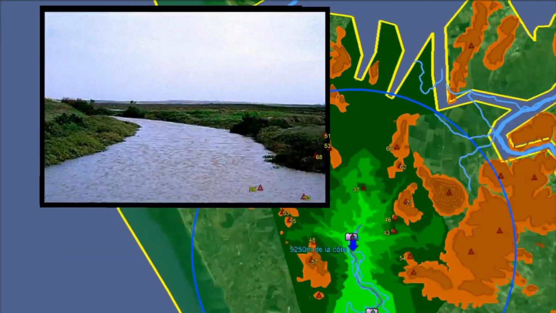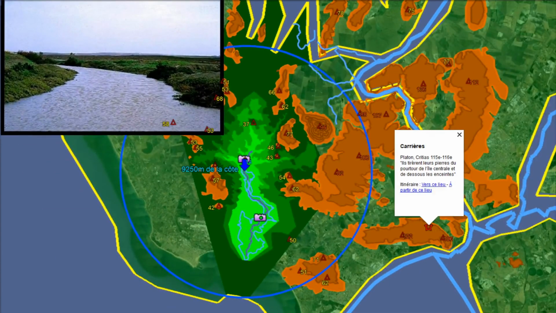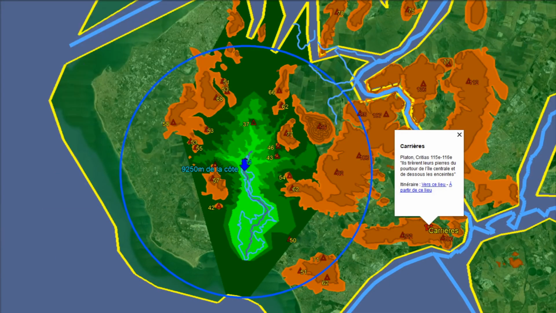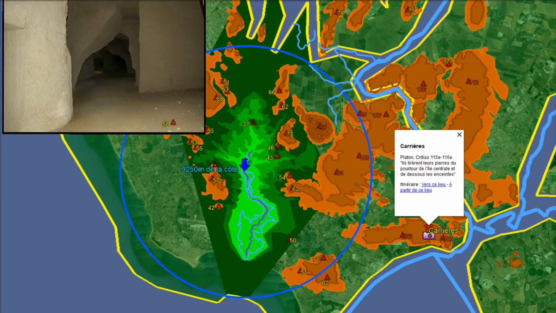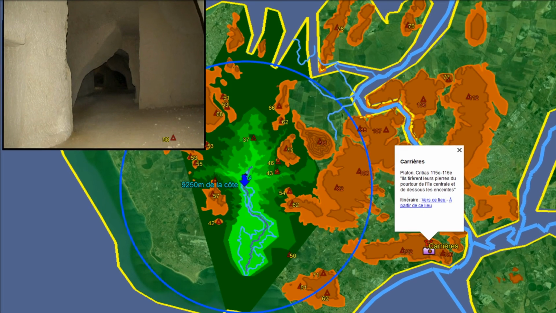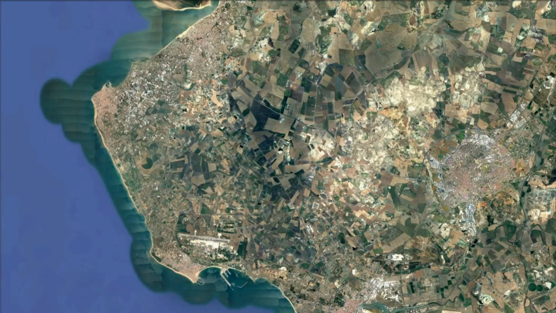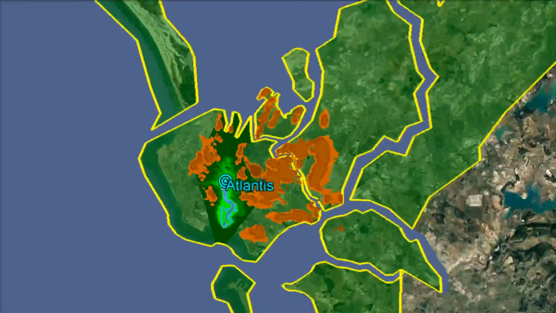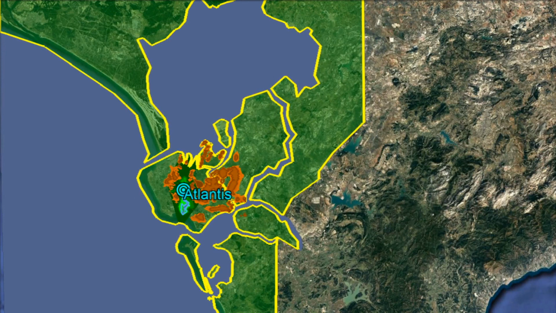We can offer one of the origins of the stones of the city indicated in the texts. Plato specifies, "They drew their stones from the periphery of the central island, and from beneath the enclosures." The quarries on the hill of San Cristóbal have existed since ancient times. They represent more than 1,300 meters of galleries over a maximum width of 100 meters. That's it for the geographic configuration of the island of Atlantis.